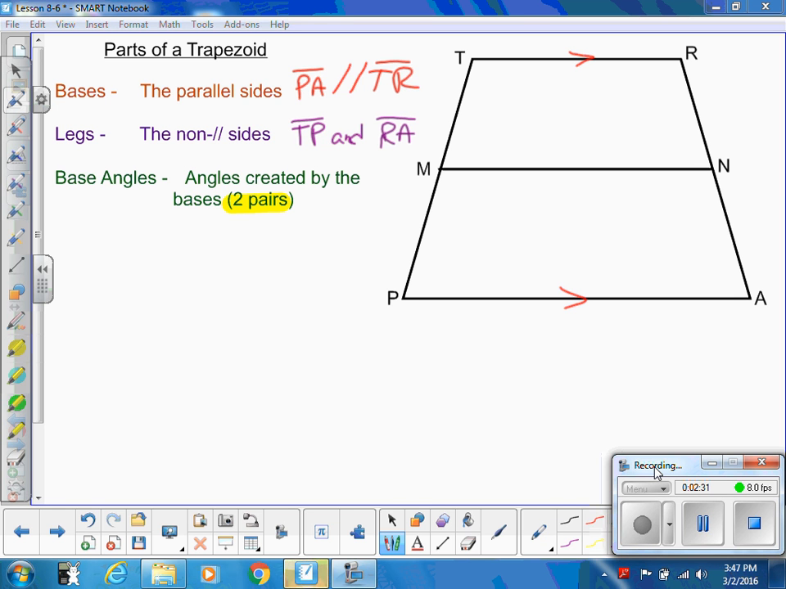Here we have our first base at the top. So we could say angle T and angle R is one pair of base angles. The other base is down here. So we could also say that angle P and angle A are the other pair of base angles. Okay?